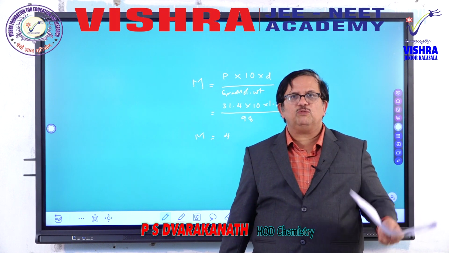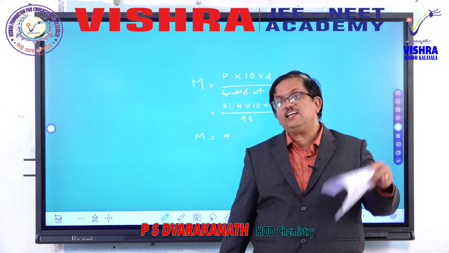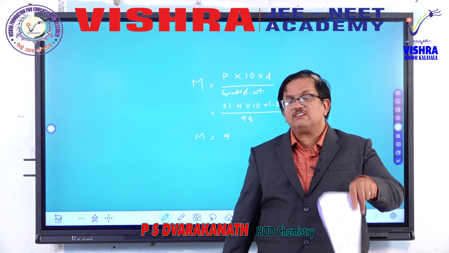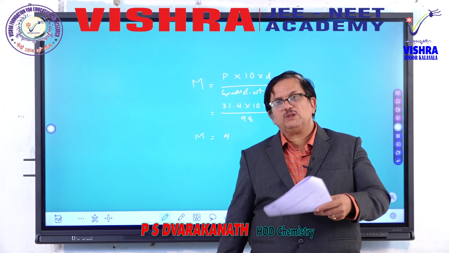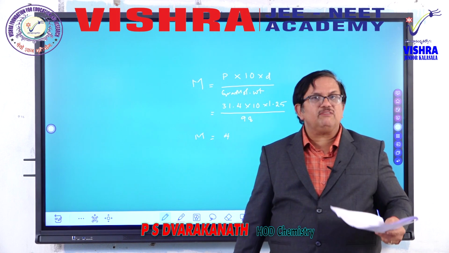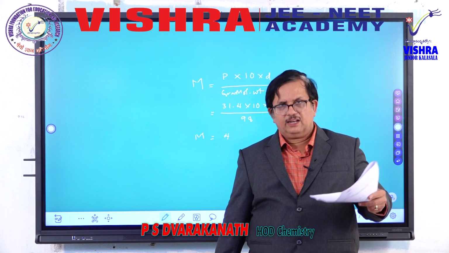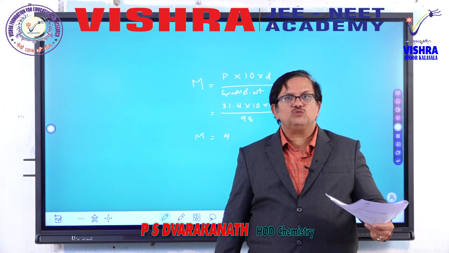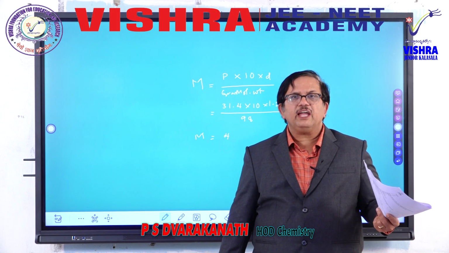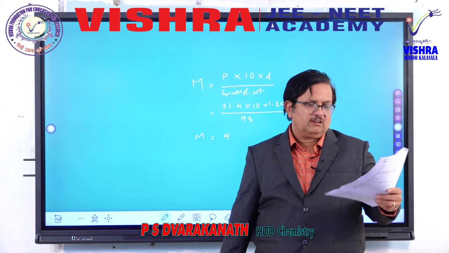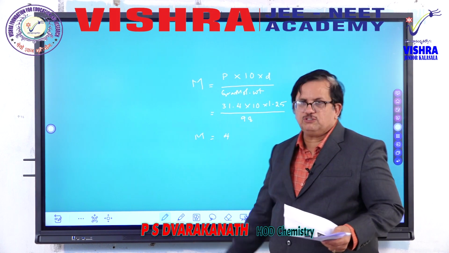You convert it into liters. Then what is the molarity? Molarity is number of moles by volume, isn't it? What is the number of moles? Because 31.4 grams is present in 100 grams of the solution, 31.4 by 98 is the number of moles. The volume in liters is 100 by 1.25 by 1000. Then you get 4.005 only.